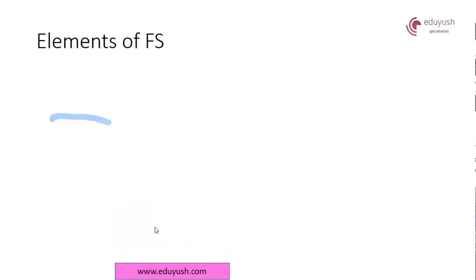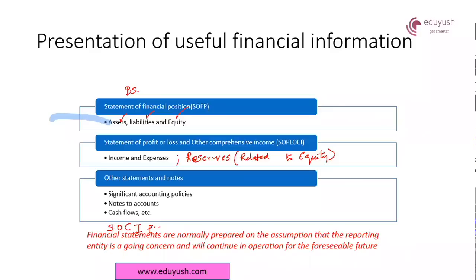Ma'am, can you please explain that SOCIE? What was that? Statement of changes in equity. Thanks. The changes that take place in the equity section of our balance sheet from the start of the year to the end of the year, which I will discuss as we proceed. Okay, it was missed out of this slide.